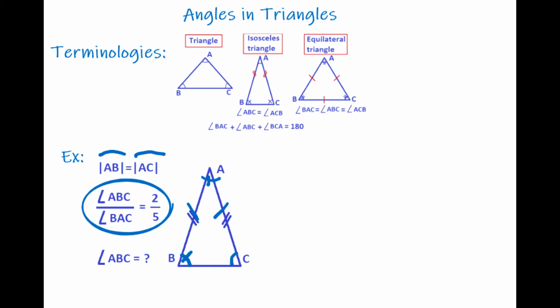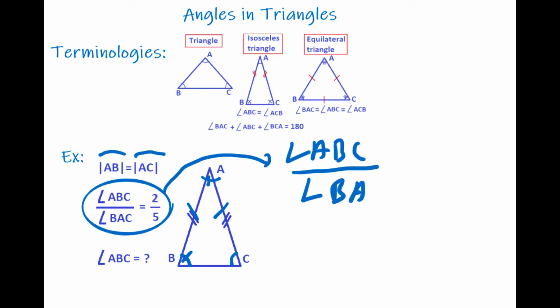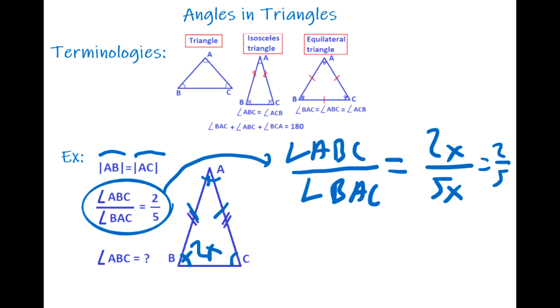That means, guys, from here we can say that the angle ABC divided by the angle BAC can be equal to 2x divided by 5x. Why? Because we can write it as 2x divided by 5x, so that you can simplify x values, and then still we're going to have 2 divided by 5 left over. So angle ABC, which is right here, is 2x, and then the angle BAC, which is right here, is 5x, guys. That is what we infer from this expression.